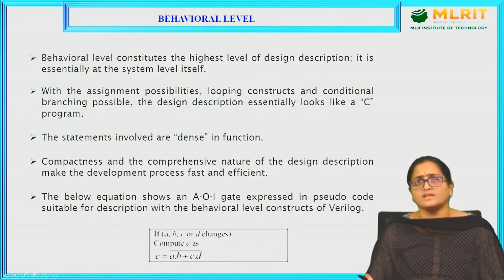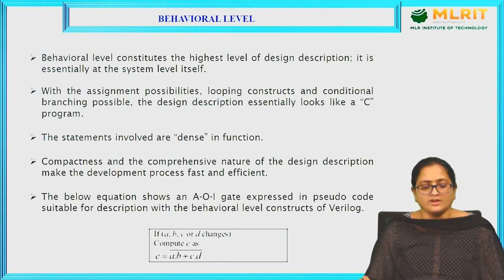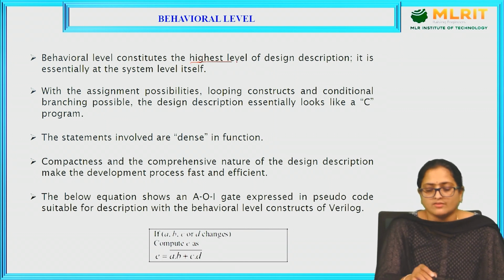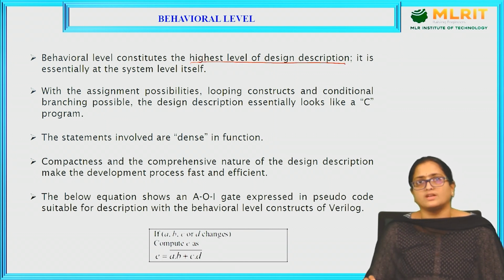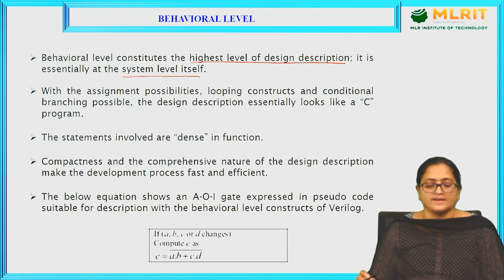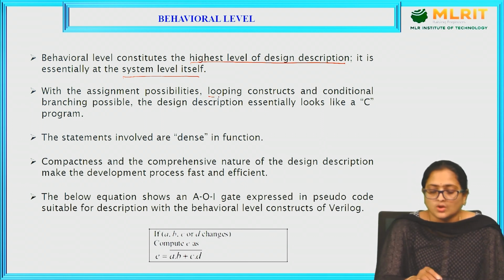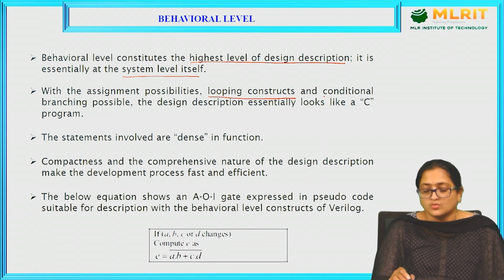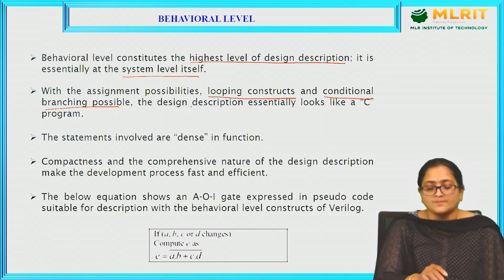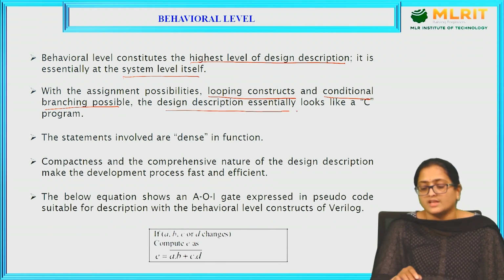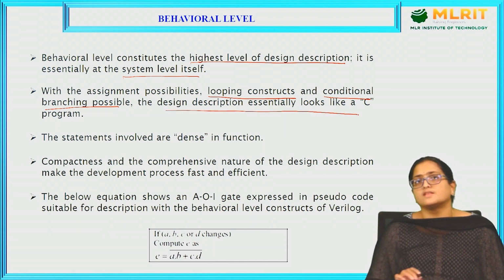The next level is behavior level. The behavioral level constitutes the highest level of design description. It is essential at system level itself. With the assignment possibilities, we can use looping structures and conditional branching possibilities, and the design description essentially looks like a C program here in the behavioral level.